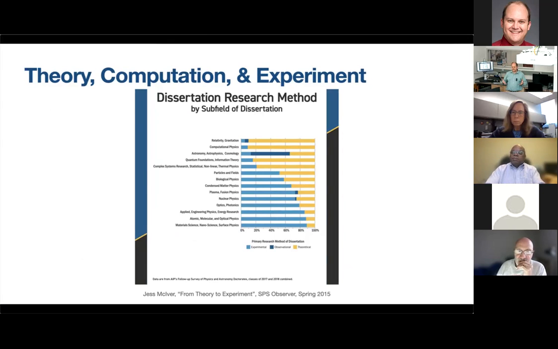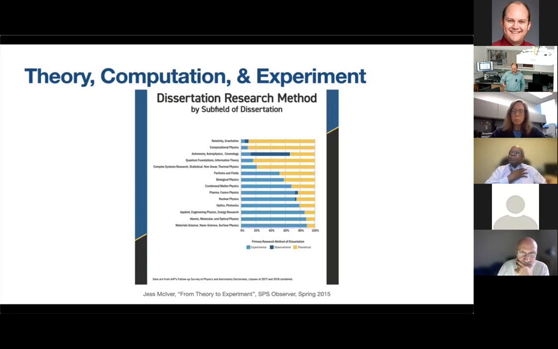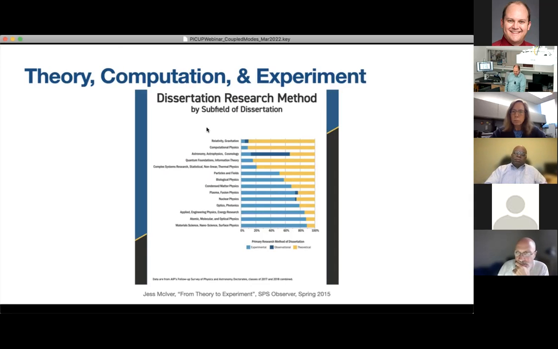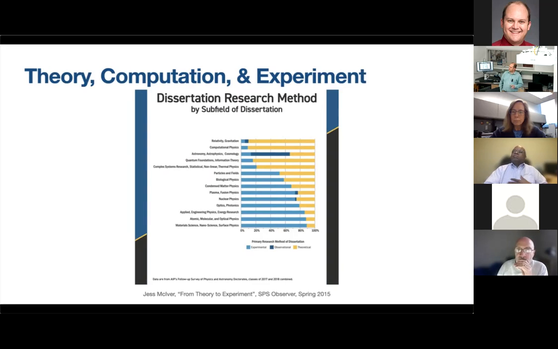This is the actual breakdown from the American Institute of Physics of the research method by subfield. And you'll notice that they don't actually break out computation. I assume it actually is lumped in with theoretical, because if you look at the second bar from the top, it's computational physics. And interestingly enough, there is some experimental computational physics, which I would like to meet those people.